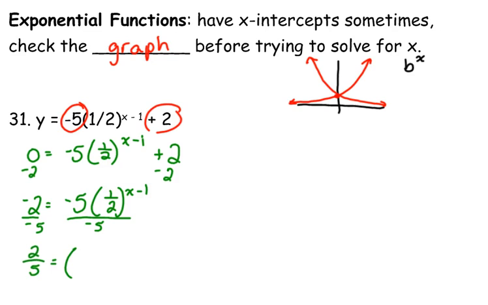And here's the case, if we hadn't thought through the process beforehand, here's where you should check to see if we can actually solve for x. If this right here were equal to a negative number, remember we can't raise a positive number to any power and get a negative answer. But this is equal to a positive number, so that means it's possible. That means we can keep going.